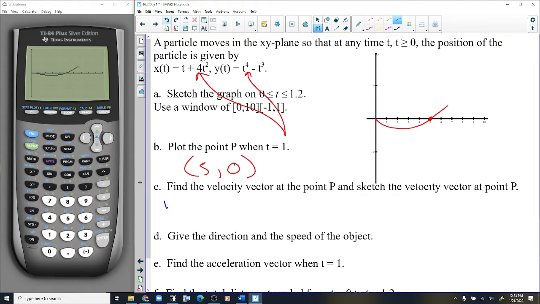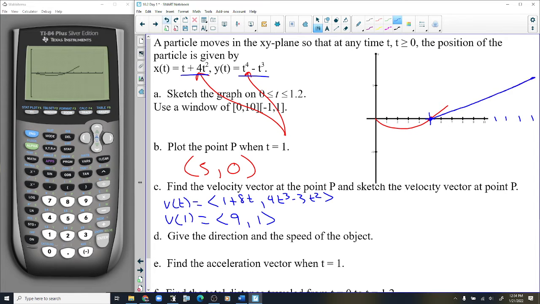Find the velocity vector. So v of t is equal to, we do the derivative of these, 1 plus 8t, comma 4t to the 3rd minus 3t squared. And we're going to evaluate v of 1, when t is 1, is going to be 9, 1. Now we draw that vector starting here, where we're at. We're at 5, 0, and so it's like we have this new xy axis here. So we go 1, 2, 3, 4, 5, 6, 7, 8, 9. And this isn't to scale, but the 1 is way up here. So that's the direction the particle is going roughly.